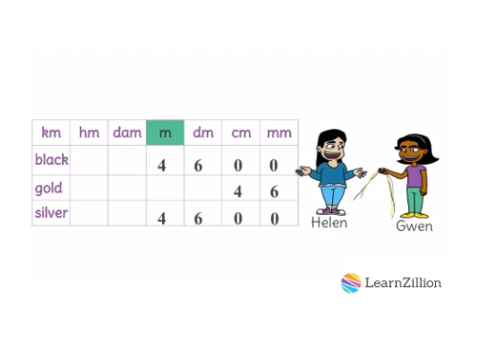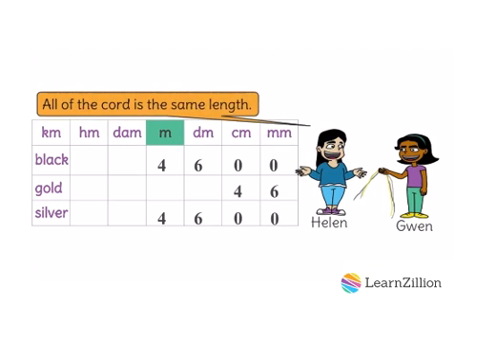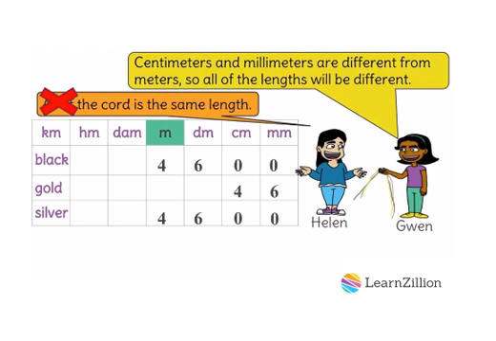Helen and Gwen have figured out the answer. Helen's thoughts about all of the cord being the same length was not correct because all of it wasn't. The 46 millimeters for the gold cord was much shorter than the other two cords. Gwen's idea that centimeters and millimeters are different from meters, so all of the lengths will be different, was not quite right either. All of the lengths were not different, though the black and the silver cords were the same once everything was converted.